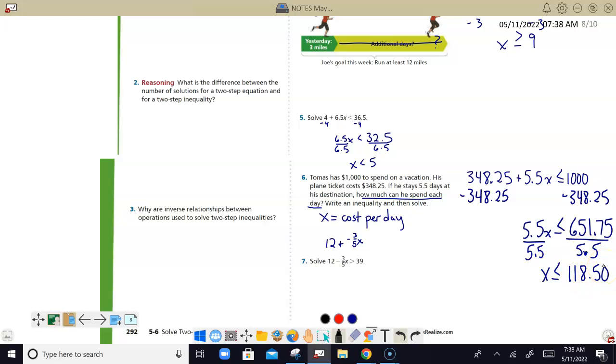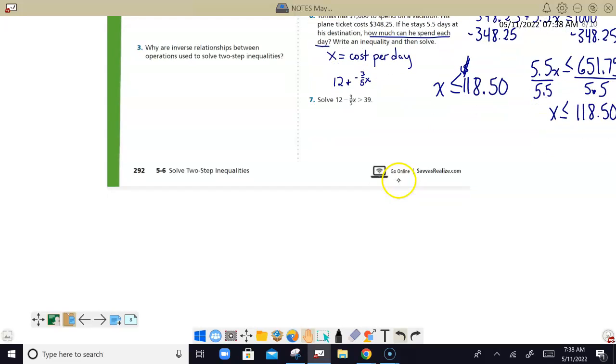Okay, so we have our solutions right now. His cost per day could be anything less than or up to and including 118. Let me get that right there. $118.50 right there. That's our solutions. All right, let's go ahead and do 7. That'll be our last one for the day right here.